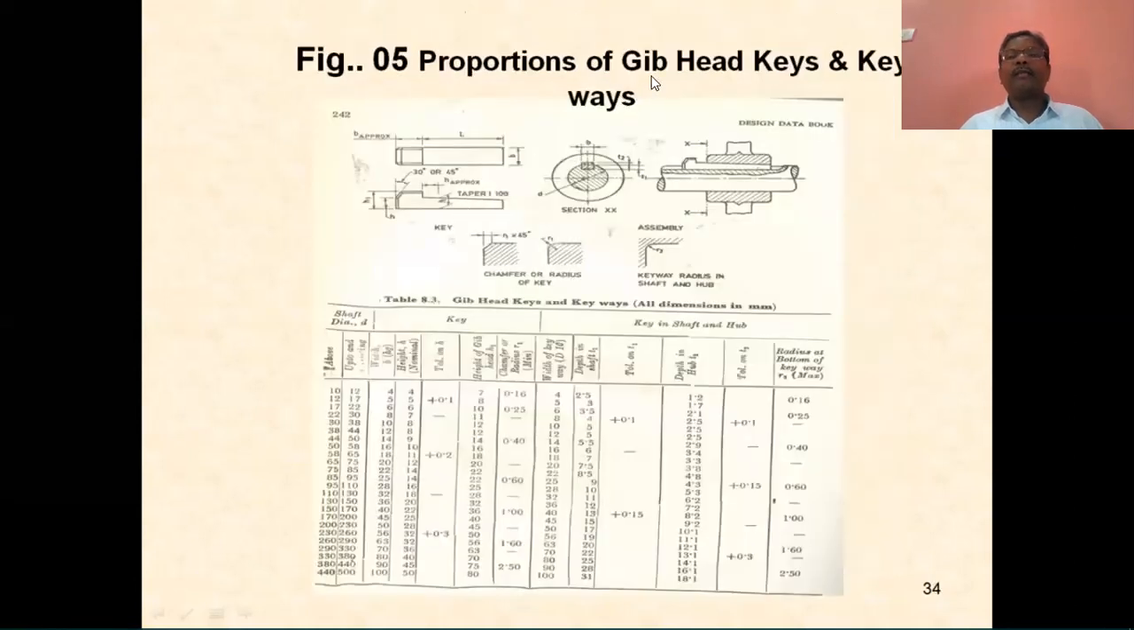And here you can see the gib head keys and keyways. This is the gib head key, and this is the rectangular sunk key. These are also standardized, based on the shaft size, shaft diameter D. You can see the diameter ranges, and all the tolerances are also available in this. All these are standardized; these are the standards for gib head keys and keyways.